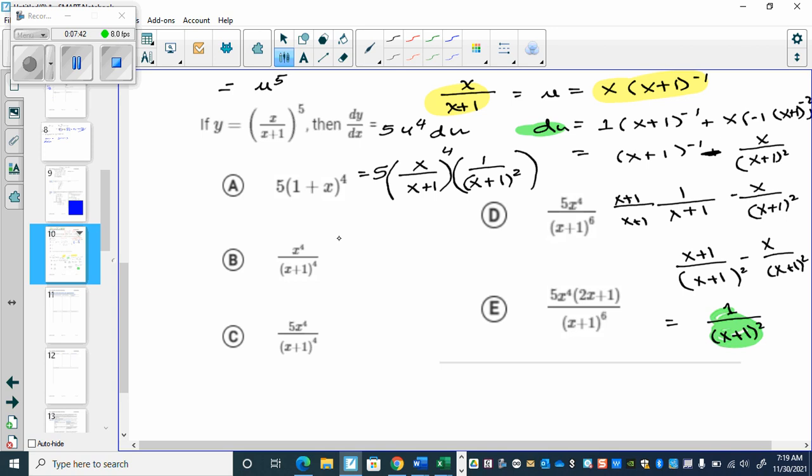If I wanted to simplify this, this would be 5 times x to the 4th. So 5 times 1 is just 5, x to the 4th. And I have 4 x plus 1s right here. And I have 2 of them right here. So I'm going to have a 6 right there. And so this is my final answer. And I'm just going to find the one that matches. And it's number D.